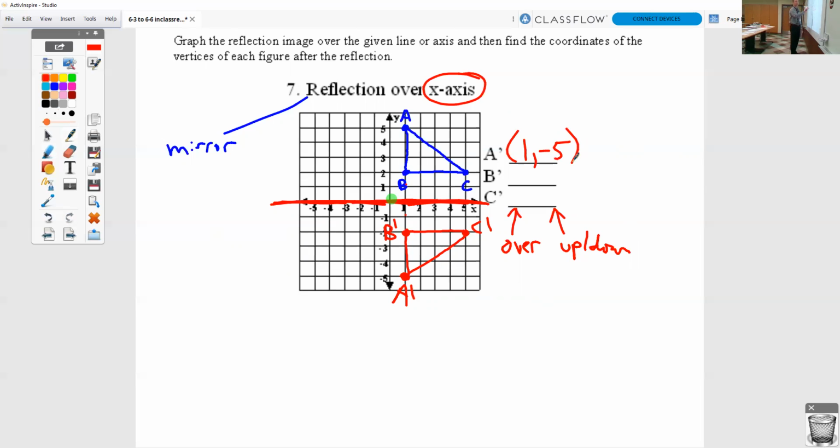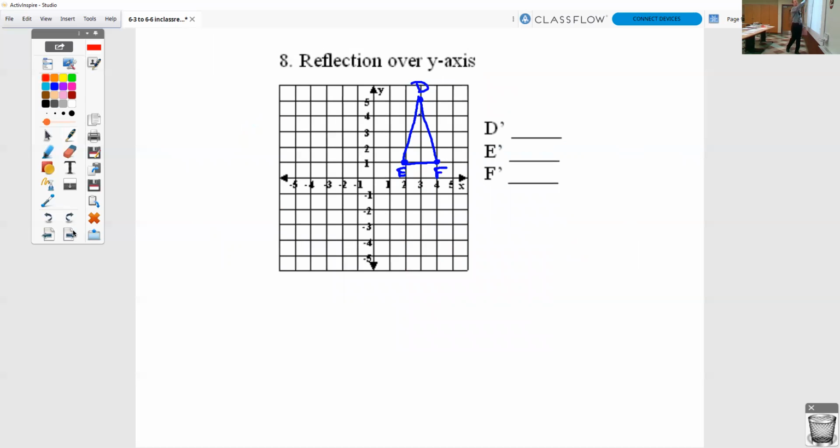B prime is over to 1, down to -2. C prime is over to 5, down to -2. So that was a reflection over the x-axis. In the next one, we're doing a reflection over the y-axis.